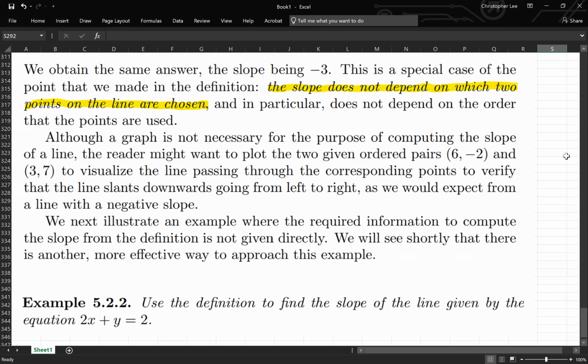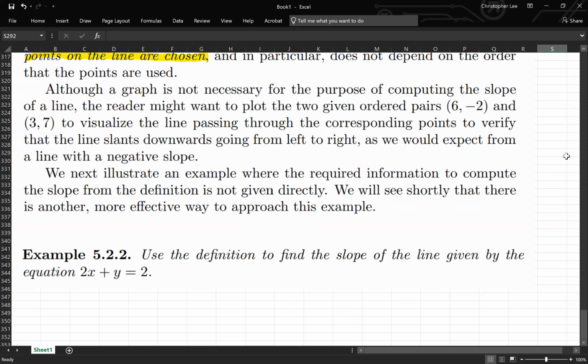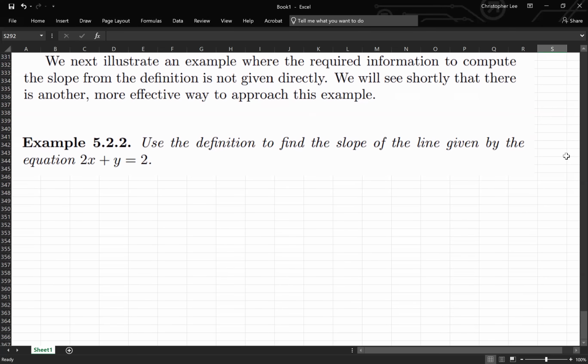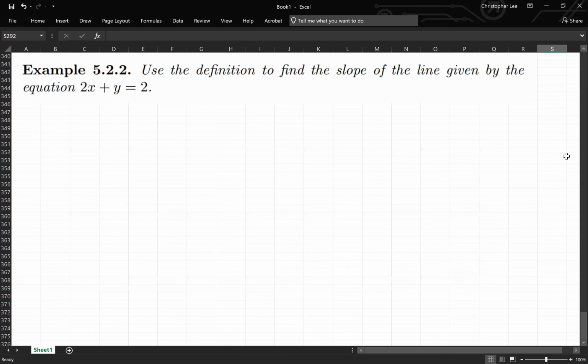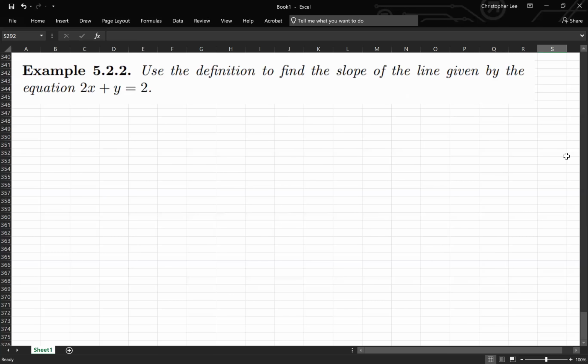Right? So we next illustrate an example where the required information to compute the slope from the definition is not given directly. We will see shortly that there is another more effective way to approach this example. So try this example out. It says use the definition to find the slope of the line given that you have the equation 2x plus y equals 2. So without me telling y'all how to do it, try it. And then of course I'll tell you how to do it.